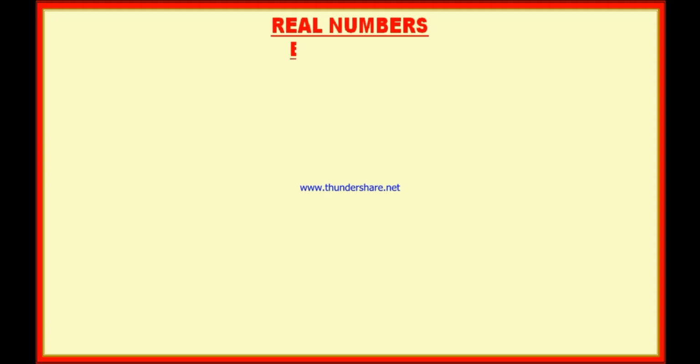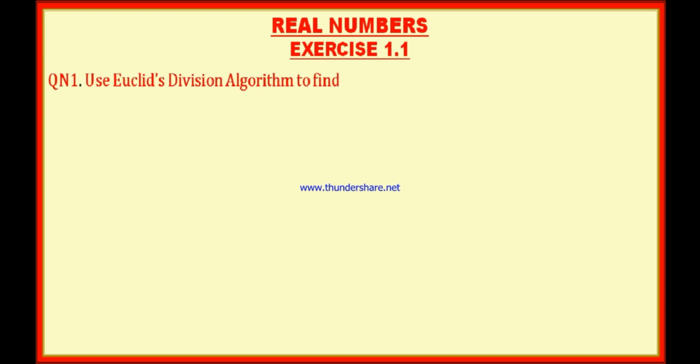Here is exercise 1.1. Look at question number 1. Use Euclid's division algorithm to find the HCF of 900 and 270. And the third bit is 1651 and 2032. I shall repeat. Use Euclid's division algorithm to find the HCF of 900 and 270, and the third bit, 1651 and 2032.